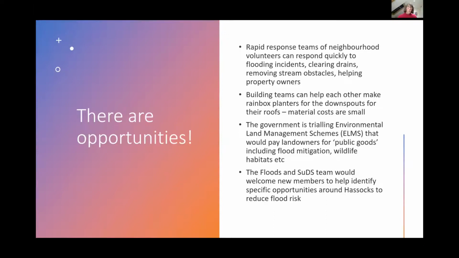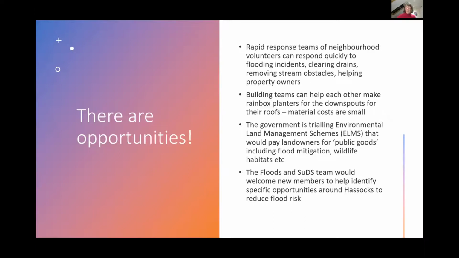If people would like to have Rainbox planters for the downspouts from their roofs, or maybe people need help in building them, the material costs are quite small, but you have to be able to saw up the wood and screw it together. So maybe there could be teams of volunteers who can help each other make Rainbox planters.